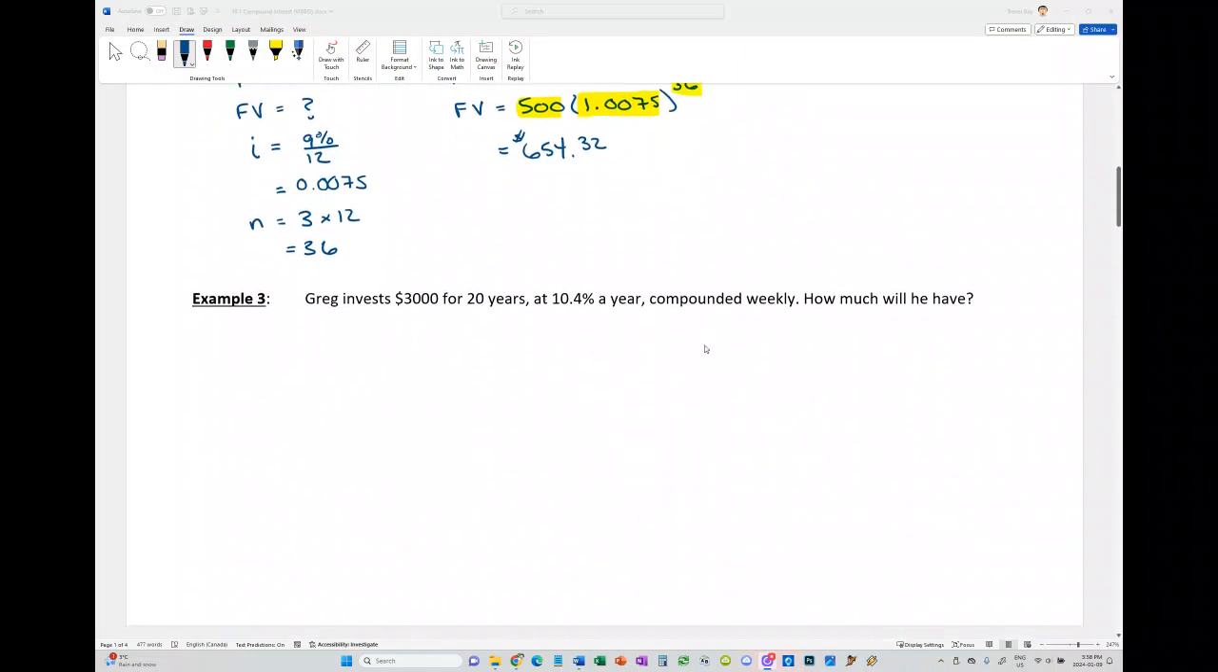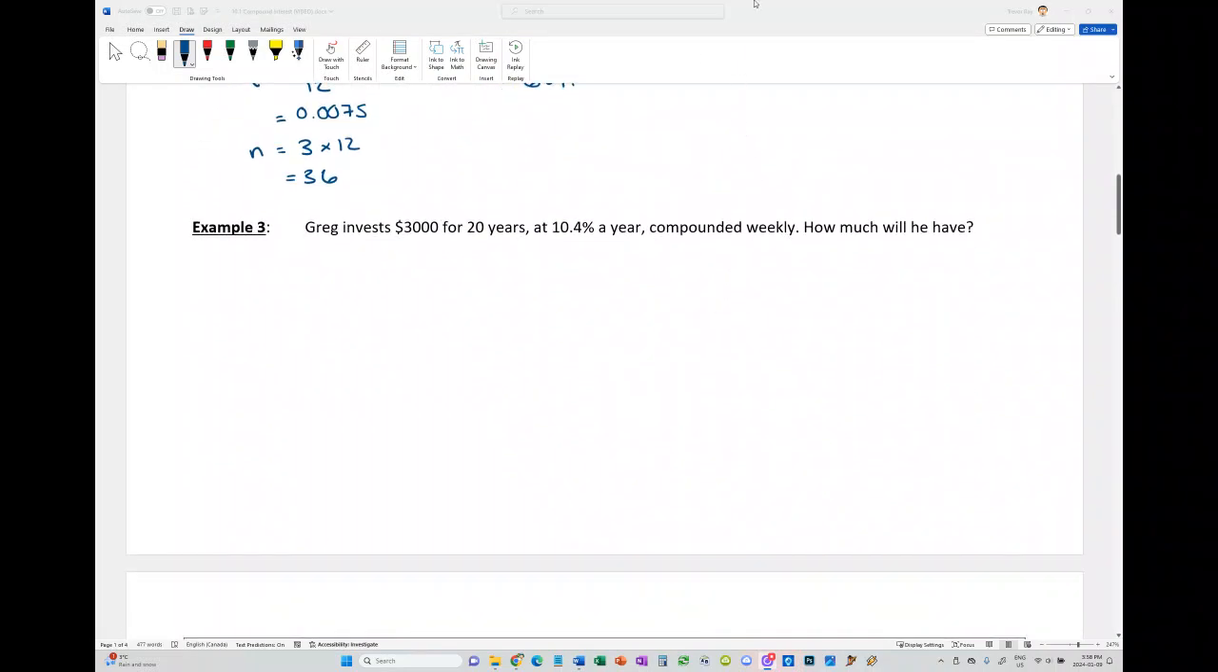All right. For example 2, Greg invests $3,000 for 20 years at 10.4% a year, compounded weekly. How much will he have? So similar to the last one, we know that our present value, the amount that we're investing now, or at least the amount Greg's investing now, is $3,000. And the future value is what we want to know. We don't know how much Greg's going to have 20 years from now. Hopefully a decent amount. 20 years is a long time to invest money.